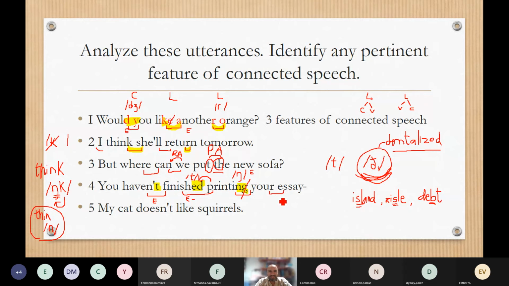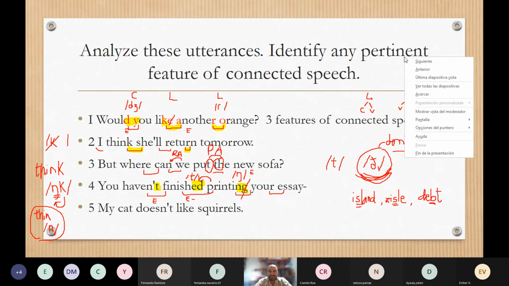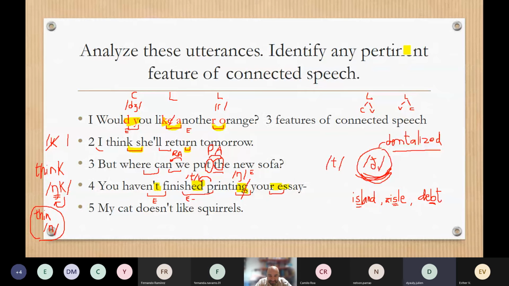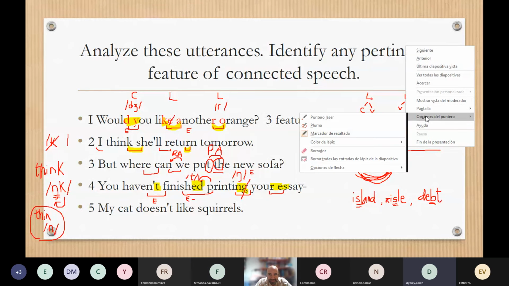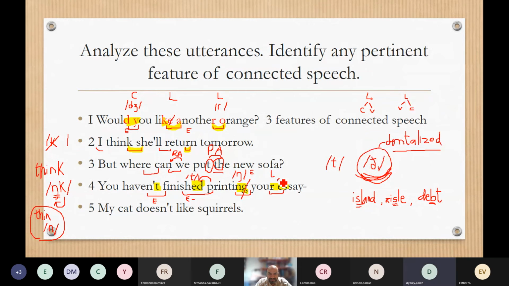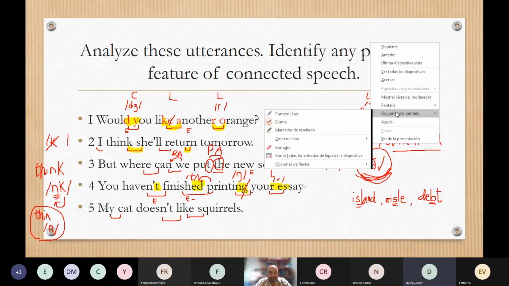Your essay, what do you think? What's going on there? And linking R. Perfect. Linking R. Okay, we got it here. And my cat doesn't like squirrels. Do you see anything here? What do you think?